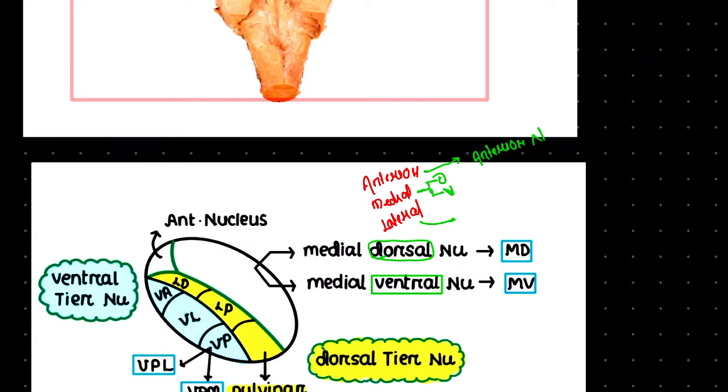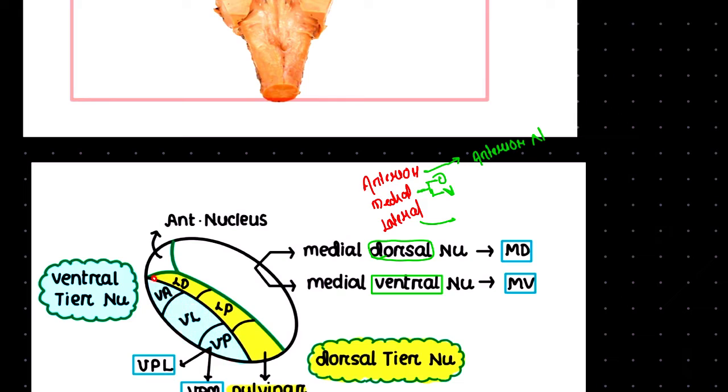Now talking about this lateral one. This lateral one is further divided into two parts. The two parts are the dorsal one, which can be seen from above, and the below one, the ventral one, that cannot be viewed from above.